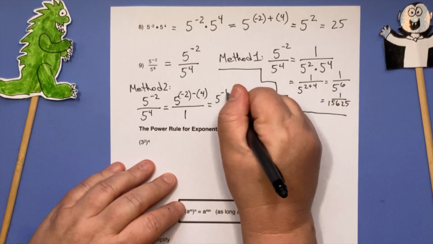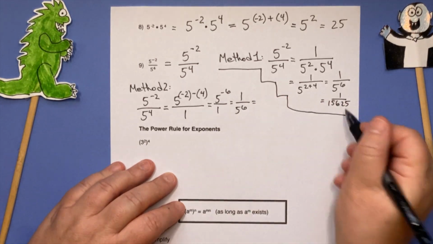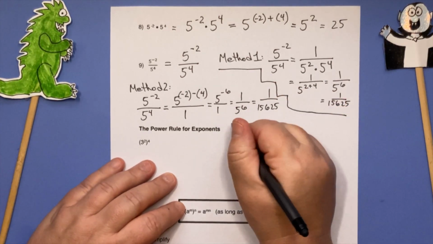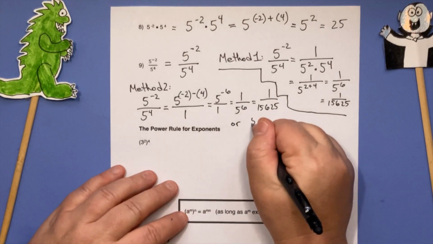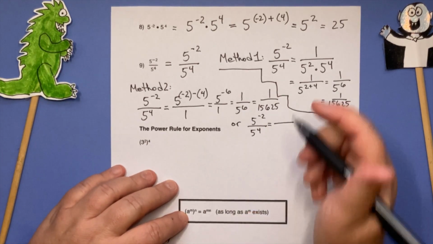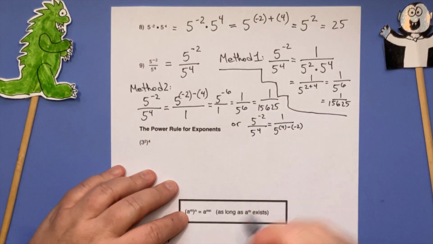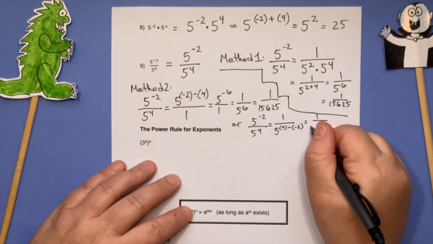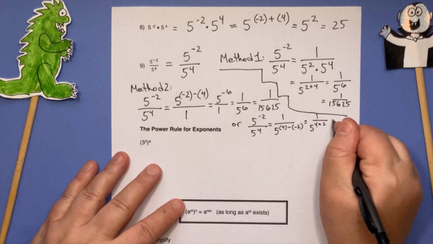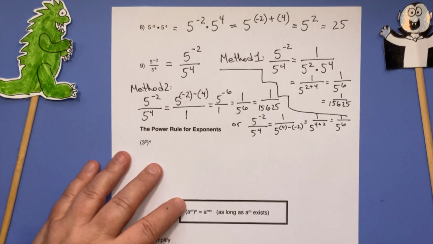So that's 5 to the -6 over 1, which is 1 over 5 to the 6th, which is 1 over 15,625. Or I can take 5 to the -2 all over 5 to the 4th, and I can choose to move them into the denominator. So I have 5 to the 4th minus the -2. And that equals 1 over 5 to the 4 plus 2, equals 1 over 5 to the 6th, which equals 1 over 15,625.